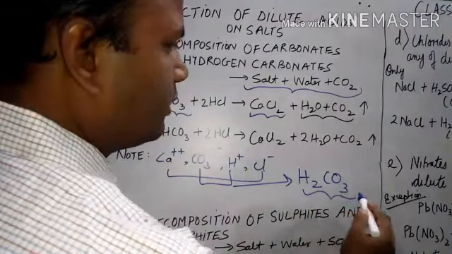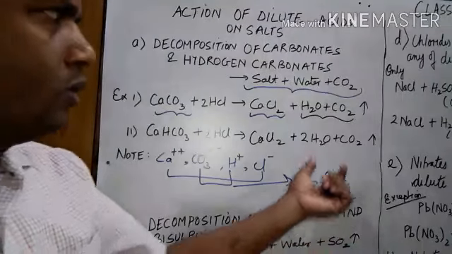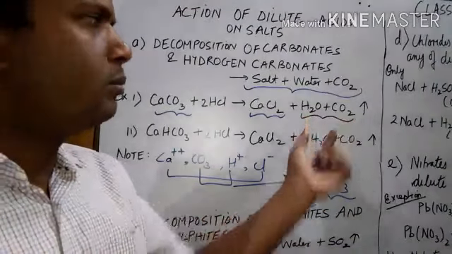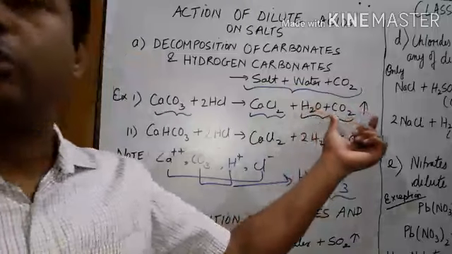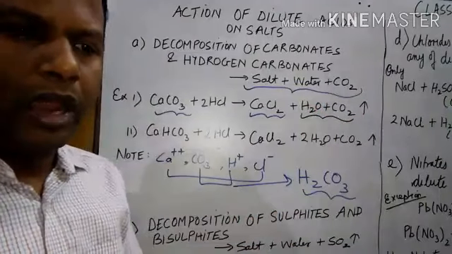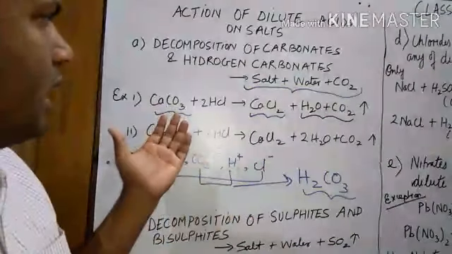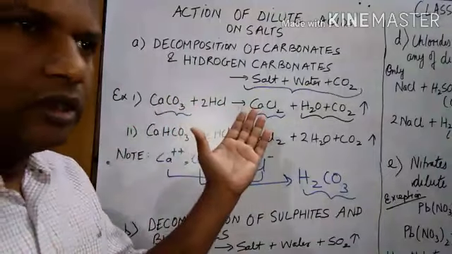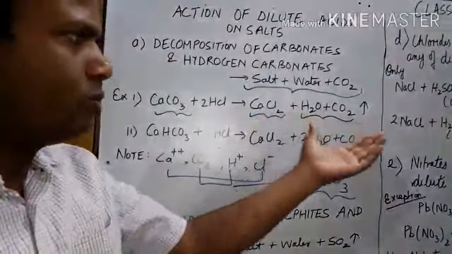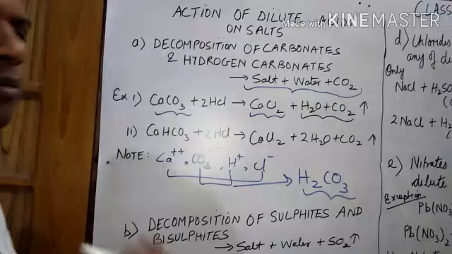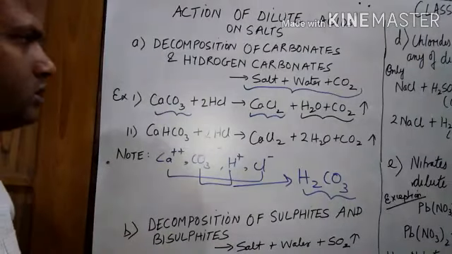Now this carbonic acid is a very unstable one, so it immediately decomposes to give H2O plus CO2. So this is the mechanism of this reaction. That's why we say that it gives CaCl2 plus H2O plus CO2. So it's a type of double decomposition reaction.